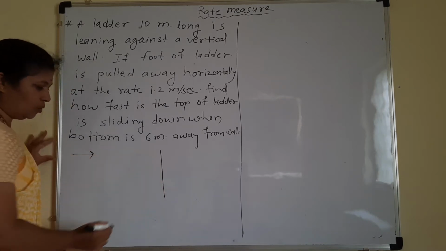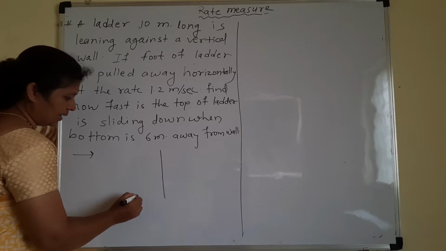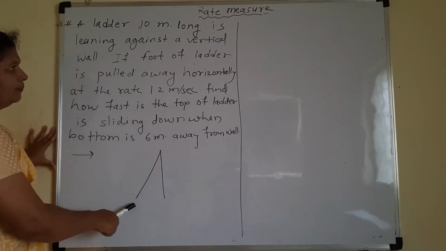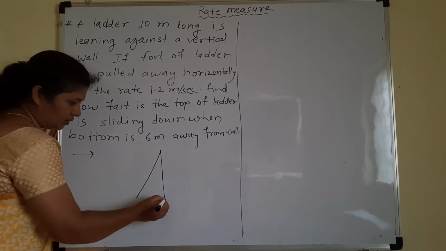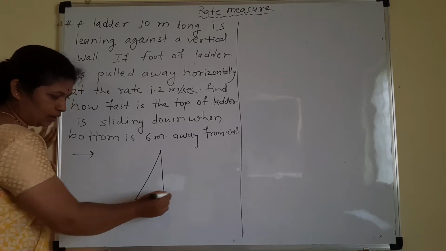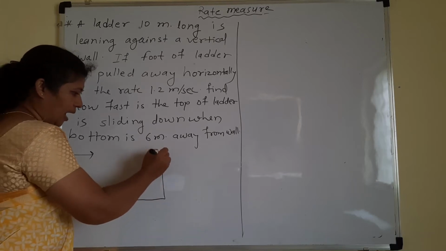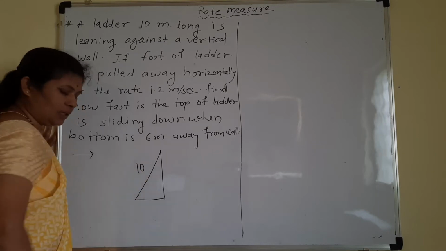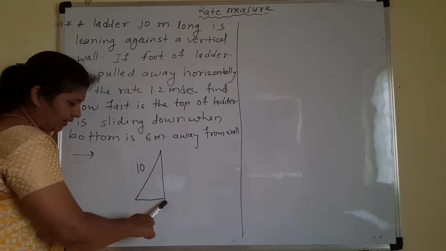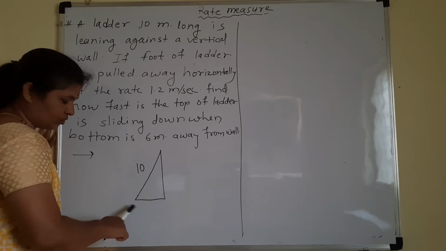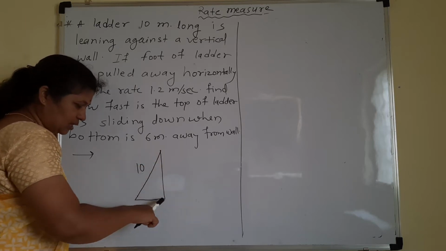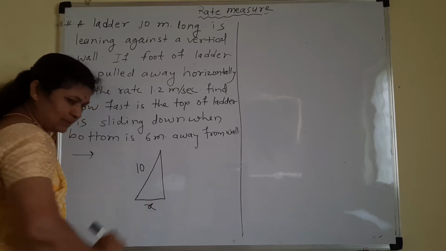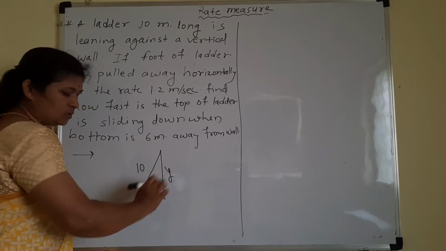Suppose this is the vertical wall, then here is the ladder, bottom of the ladder, foot of the ladder is there. This is the distance of the foot of the ladder from the vertical wall. Height of the wall is not given. Length of the ladder is given. It is 10. We have to find rate of change of this distance, and rate of change of this distance is given to us. Suppose this distance is x and this distance is y.